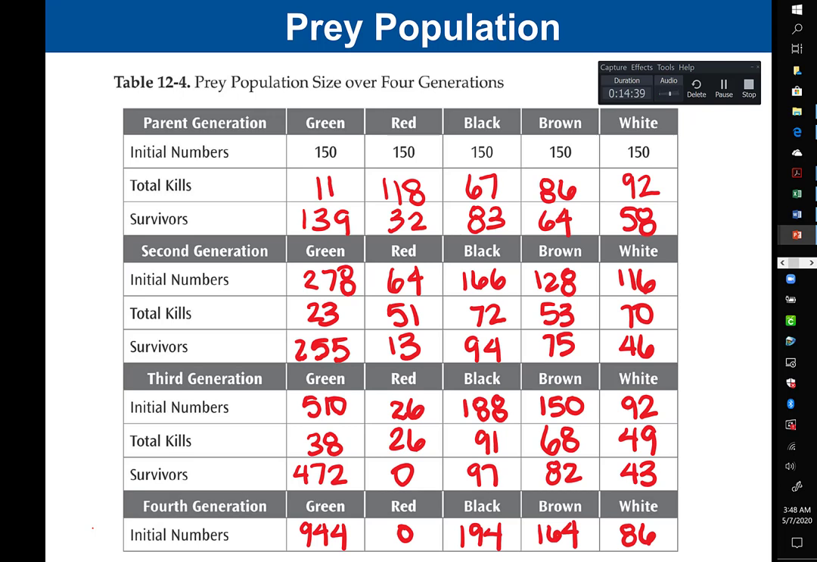So when you're graphing it, you're going to graph these initial numbers. When we start, the green was at 150. In the second generation, we're going to plot 278. In the third generation, you're going to plot 510. And in the fourth generation, you're going to plot 944. So when you're looking at this table, I know it looks really busy and it's hard to figure out what to graph, but you're going to graph the initial numbers each time. So your parental generation, your second generation gives you the initial numbers, then the third generation, your initials, and the fourth.